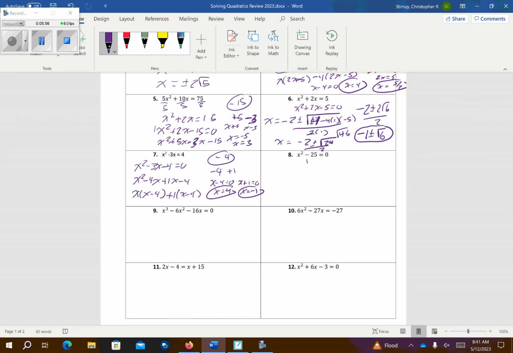For problem number 8, we can add 25 to both sides, or you could identify it as a difference of 2 squares. Doesn't matter which way you do it. But here, if you root, don't forget the plus or minus. Square root of 25 is 5. There's your answer, plus or minus 5.